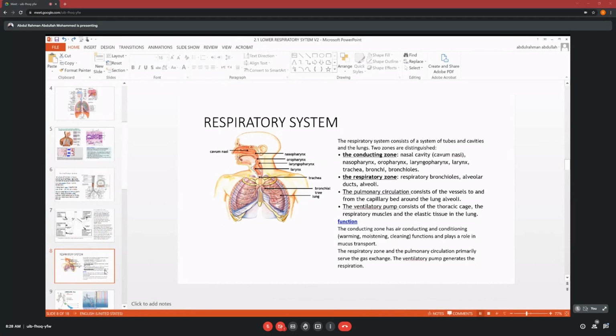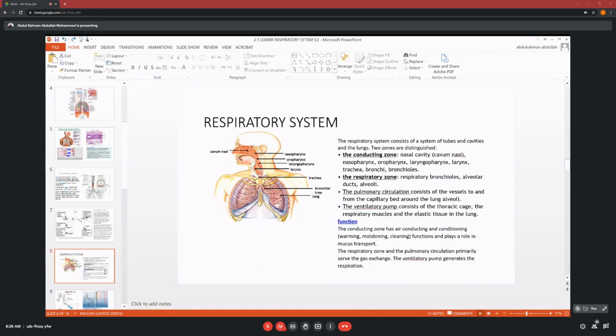a capillary pump, and a ventilatory pump consisting of the cage. Here we are talking about the phenomena of respiration: we have pulmonary circulation, where the gas exchange takes place, and we have the ventilatory pump, by means of the movement of the thoracic cage and respiratory muscles, and the elastic tissue of the lung. These work as a mechanical pump for ventilation. So the thoracic cage, definitely movement of the thoracic cage with the diaphragm, and the respiratory muscles, which help the movement of the thoracic cage.